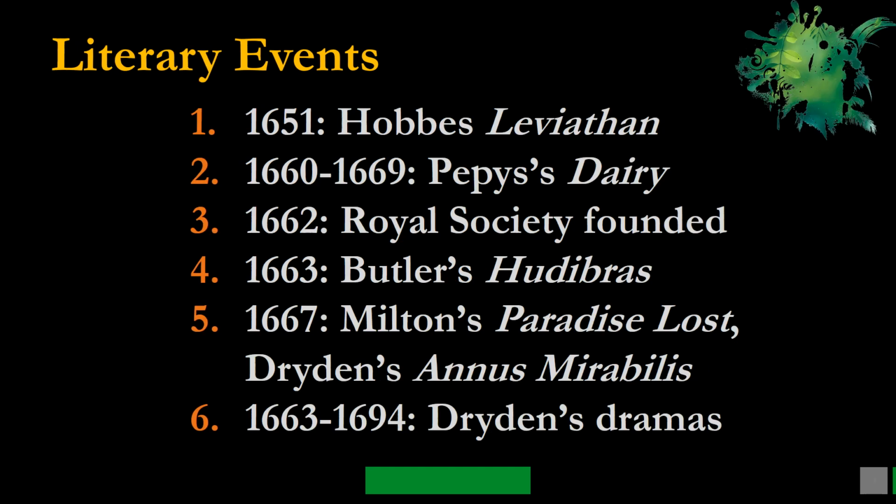Now, dear students, next we have literary events. Very first, 1651, Hobbes' Leviathan was composed. Then we have 1660 to 1669 Pepys' Diary. Then we have 1662 Royal Society founded.